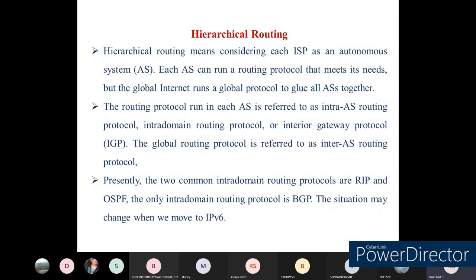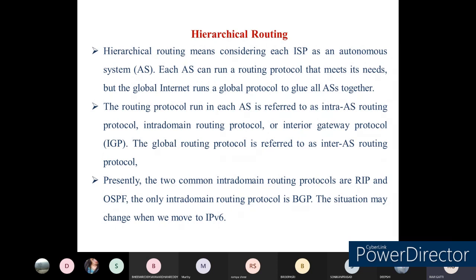Okay, and presently, as we said, there are two common intra-domain routing protocols. One we call the RIP protocol, and one more we call the OSPF protocol. Based upon this, we are going to study how this routing protocol takes place. We were discussing this hierarchical routing protocol.